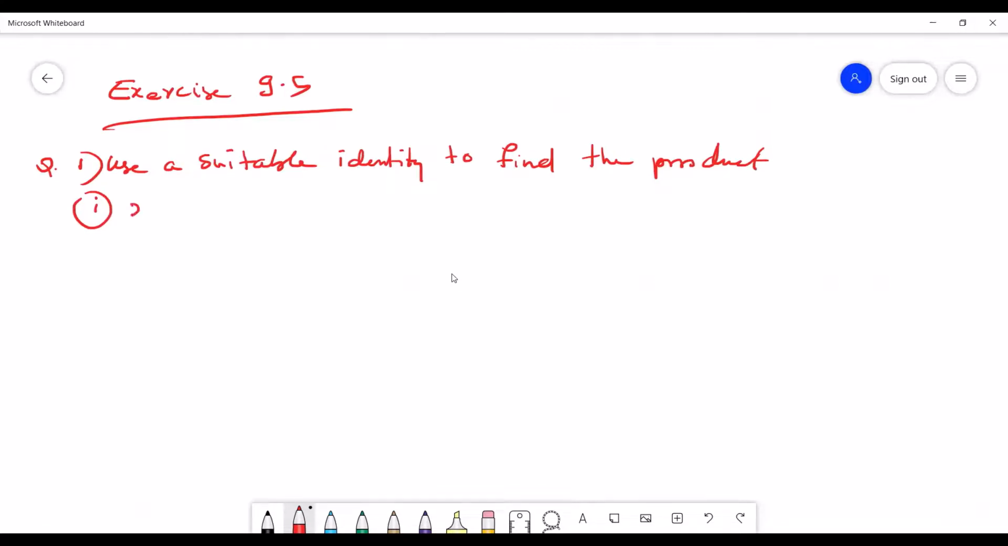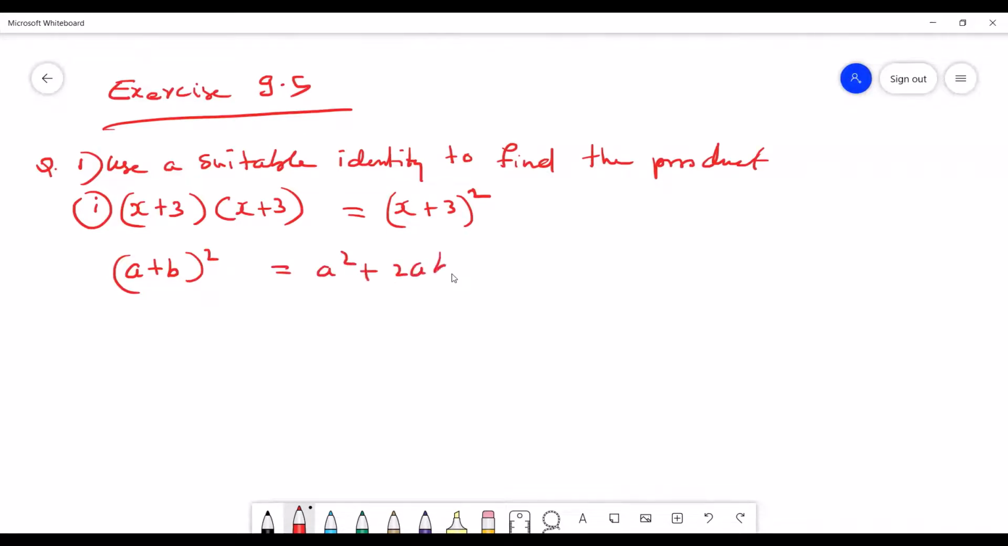First question is x plus 3 into x plus 3. X plus 3 into x plus 3 means this is equal to x plus 3 whole square, isn't it? Whether we are having the similar identity? Yes, we are having the similar identity, that is a plus b whole square. What is it? That is a square plus 2ab plus b square. So same we are going to apply here.